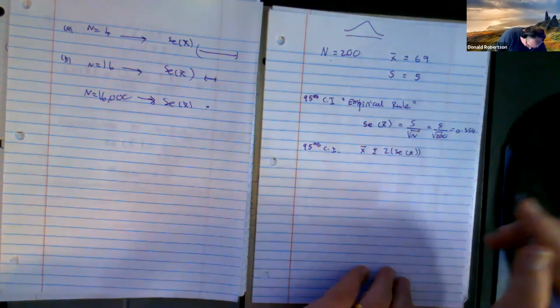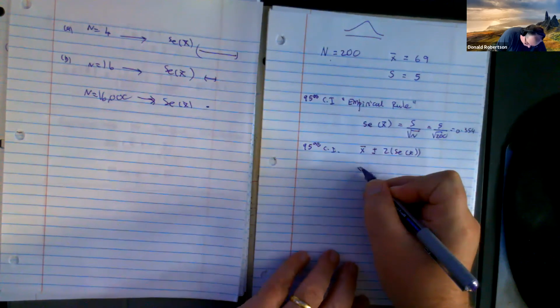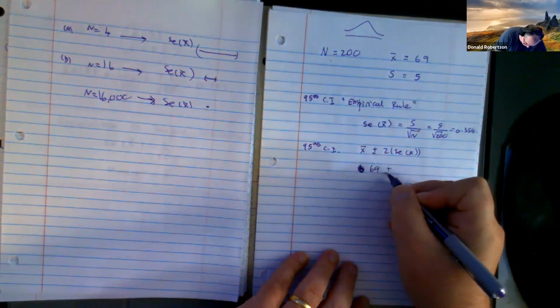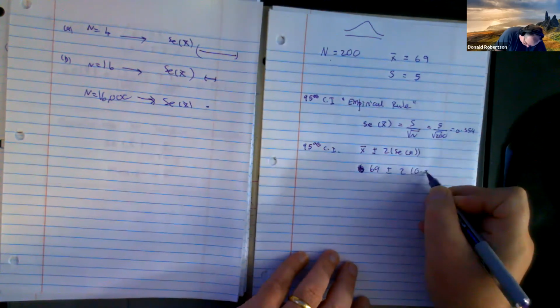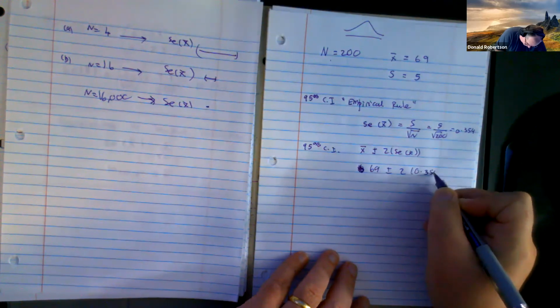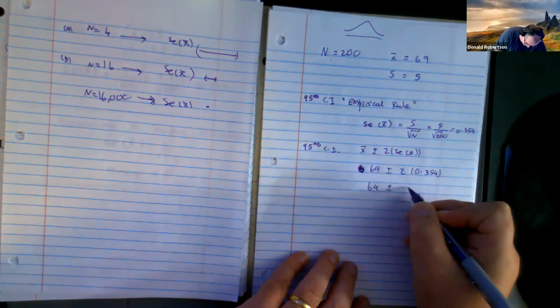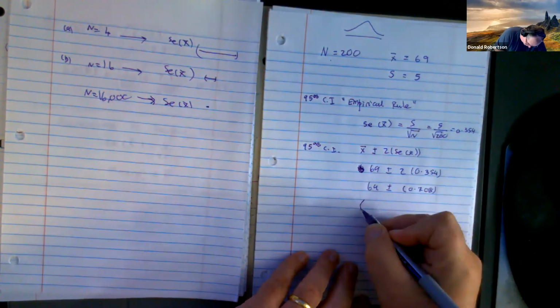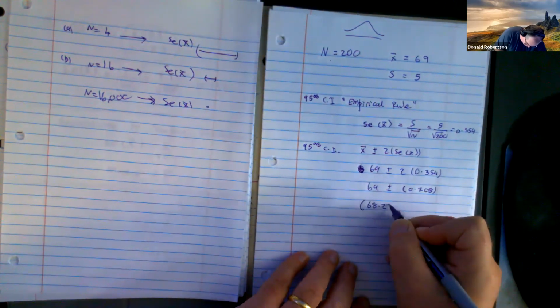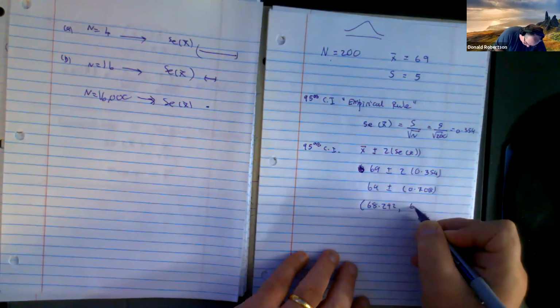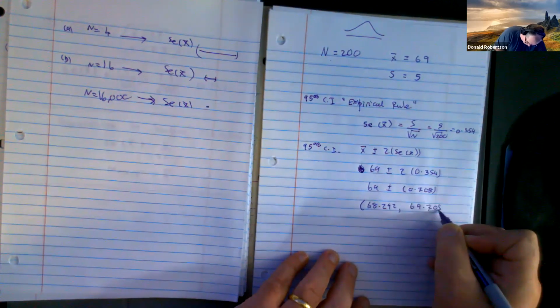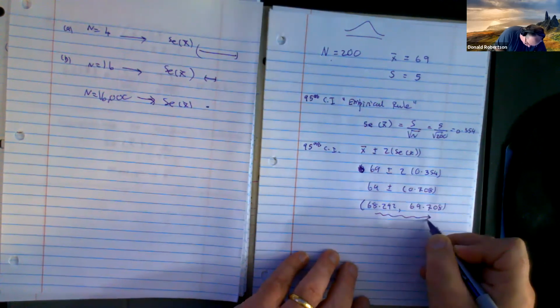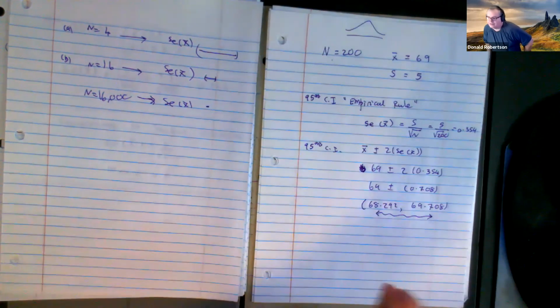So if this was good data, what would that be? 69 plus or minus 2 lots of this guy. So it'd be 69 plus or minus 0.708. So it would be 68.292 up to 69.708. And would you agree that's a pretty small range, right? Give or take an inch or two, right?